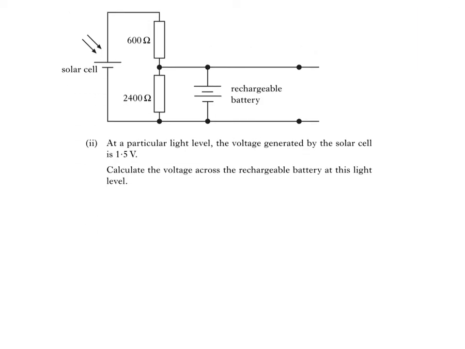Hopefully you've spotted that the two resistors make up what's called a voltage divider. The resistors are in series, so the 1.5 volts generated by the solar cell will be split. You can also see that the rechargeable battery is in parallel with the 2400 ohm resistor. So to work out the voltage across the rechargeable battery, we're just calculating the voltage across the 2400 ohm resistor, which makes up part of the voltage divider.